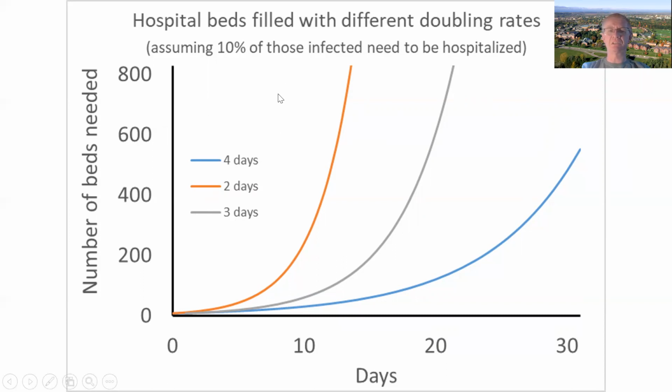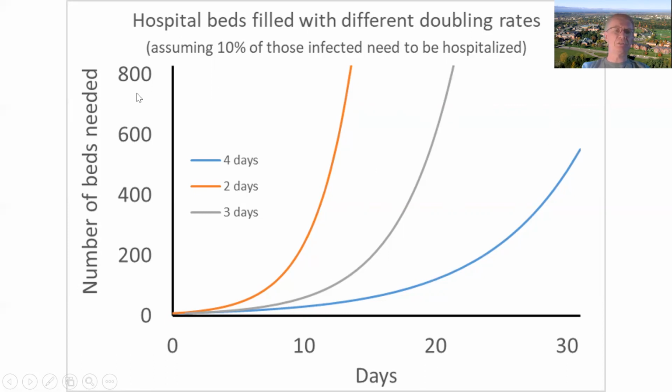You could do this yourself in Microsoft Excel really easily. Come up with your own graphs. So if we have a 2-day doubling time, we hit about 800 beds filled in a very short order. If we can push it back to 3 days, then we get the hospital beds filled around 20 days. And if we can push it back to 4 days, then we won't be filling our hospital beds.